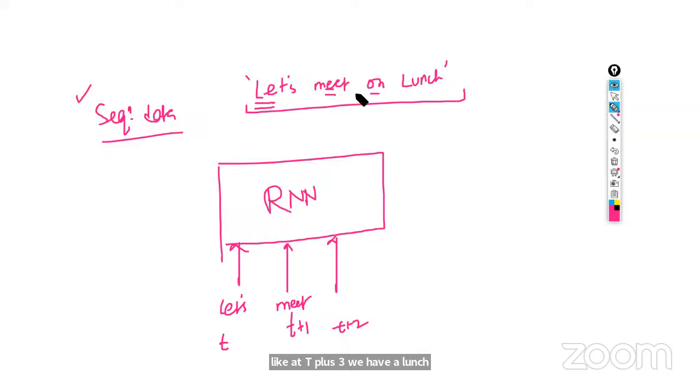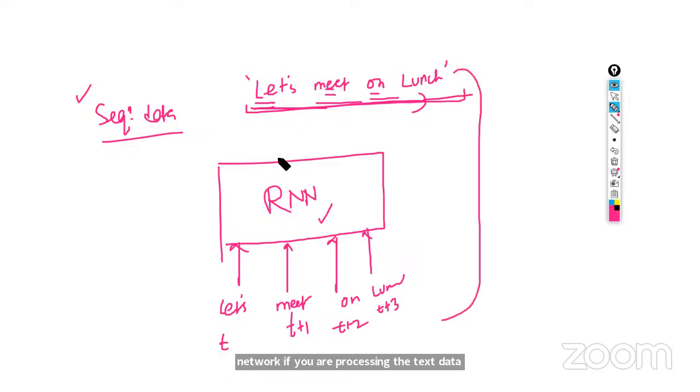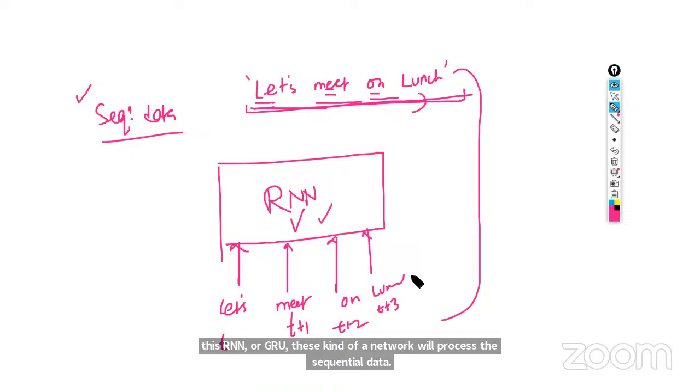You can't shuffle the order, right? So it's a sequence. The first word will be let's, then meet, then on, then lunch. In that way, we provide the input to this RNN network if we are processing text data. That's why we call it sequential data. And RNN, LSTM or GRU networks will process sequential data. It may be numerical, it may be text data.